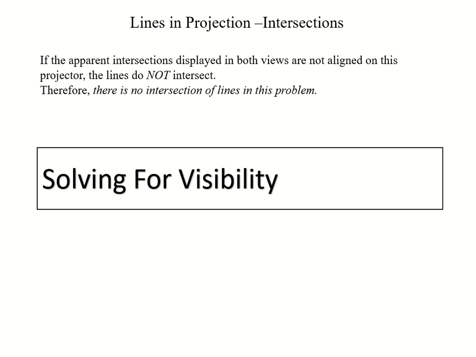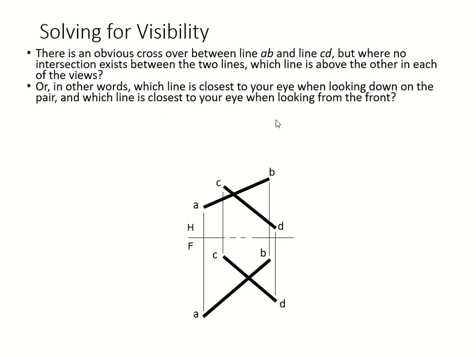Hi, we're going to continue our lines in projection for intersection, and this time we will solve for visibility. In the previous section we solved for the actual intersection, whether there was an intersection or not in the given views. So now we'll solve for visibility. This one is just from the previous problem, you can ignore that, and I don't even know why that's there. So, sorry, for the visibility.